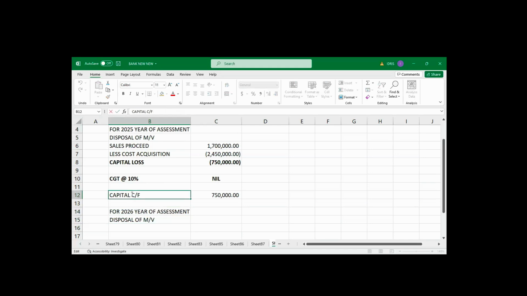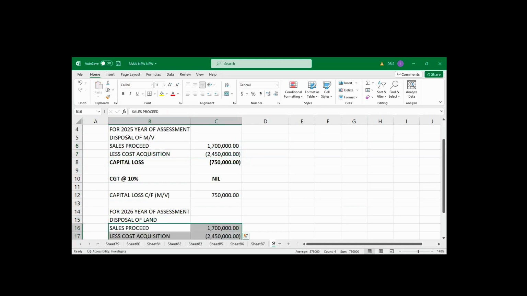Capital loss carry forward. This capital loss carry forward, you put MV. You should specify it, motor vehicle. Do you understand? In 2026, what do we dispose? Land.